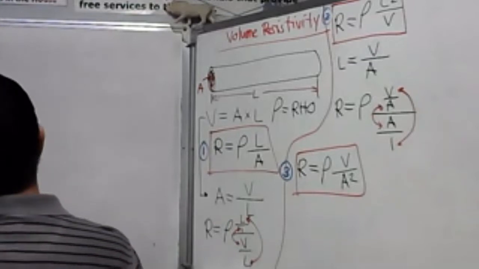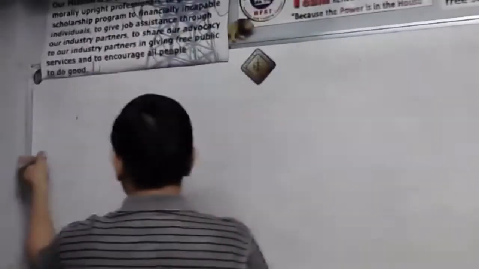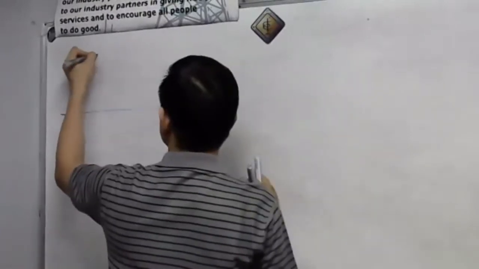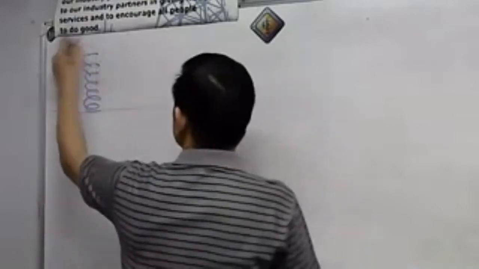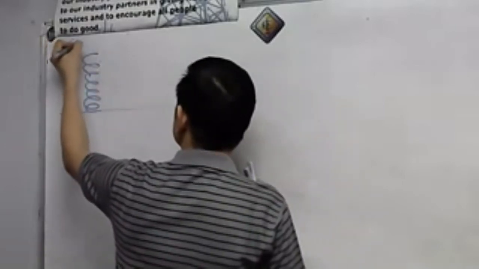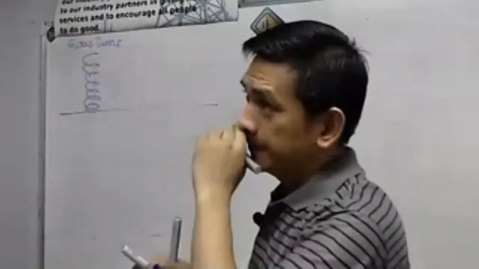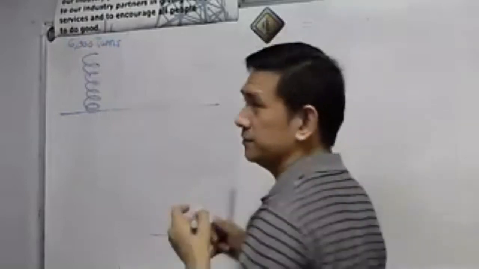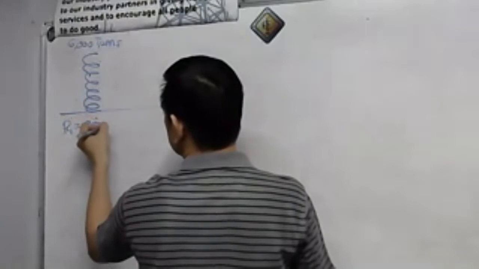So we have a coil, no? It has many turns of coil. This problem, so we have here 6,000 turns. Okay, so it has 6,000 turns. Then it has a given resistance of 380 ohms. Let's say for the first case, 380 ohms.